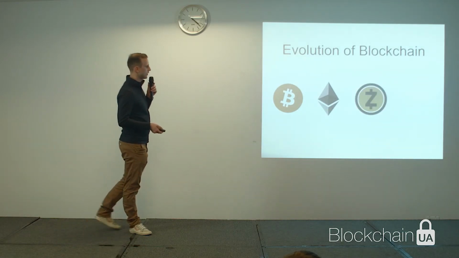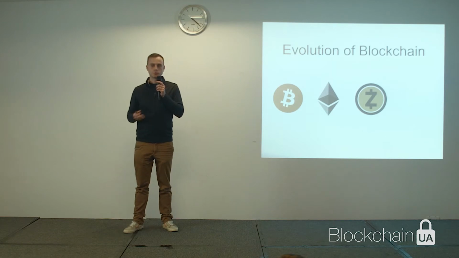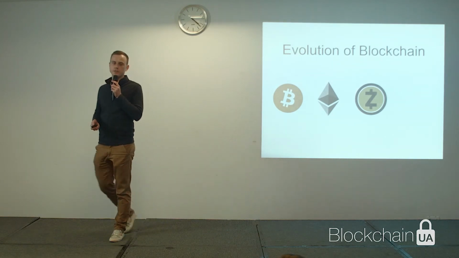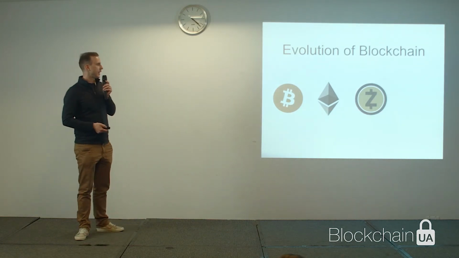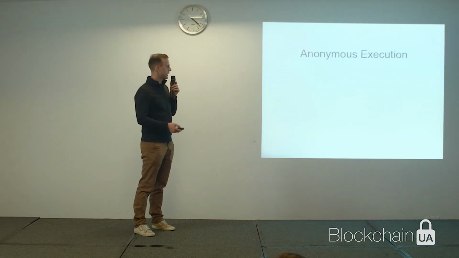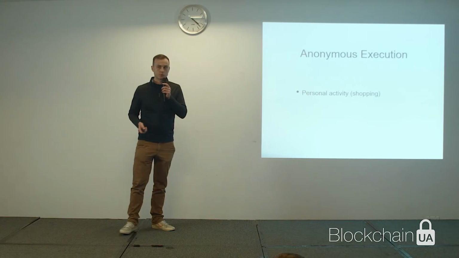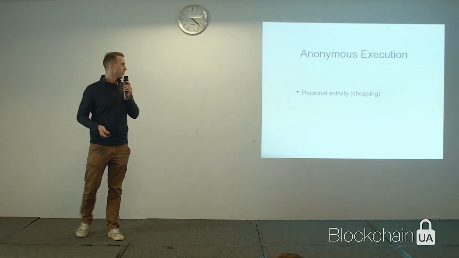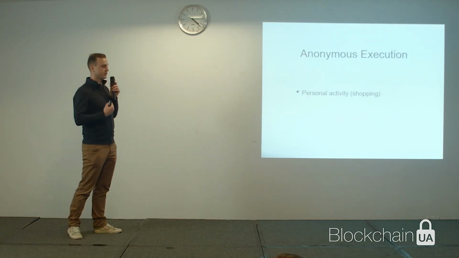After that came Zcash, which allows us to do private payments. And so what's actually next? It seems natural that next will be anonymous execution of those smart contracts. So why do you need this in the first place?